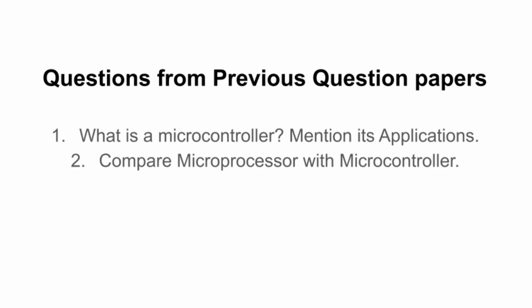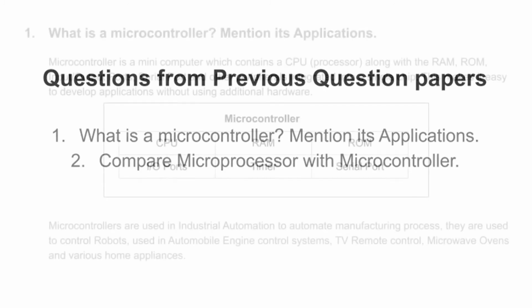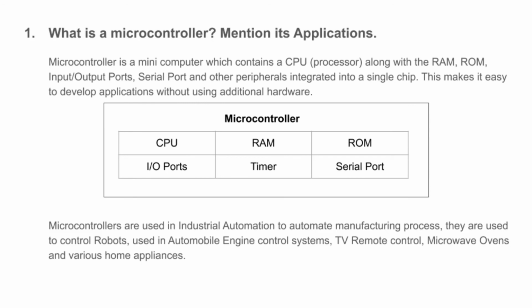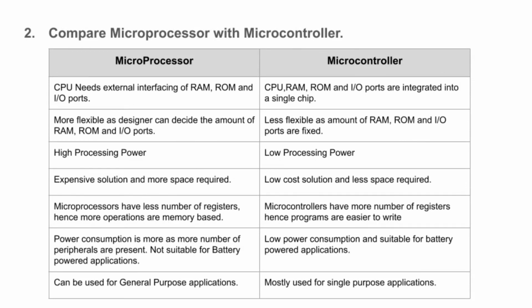Now, let's look at the answers for these questions. What is a microcontroller? Mention its applications. Please go through the explanation for this question here. And also it's a good practice to draw a block diagram so that the information is conveyed more effectively. So for the comparison between microprocessor and microcontroller, you can go through these 7 points which have been listed here.